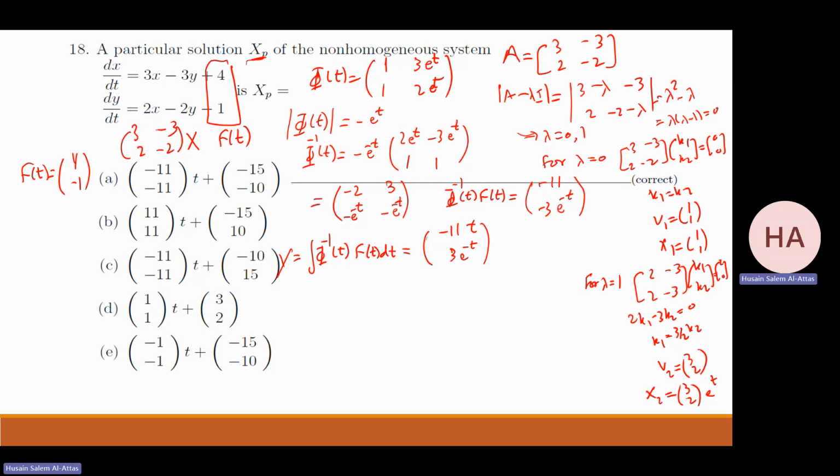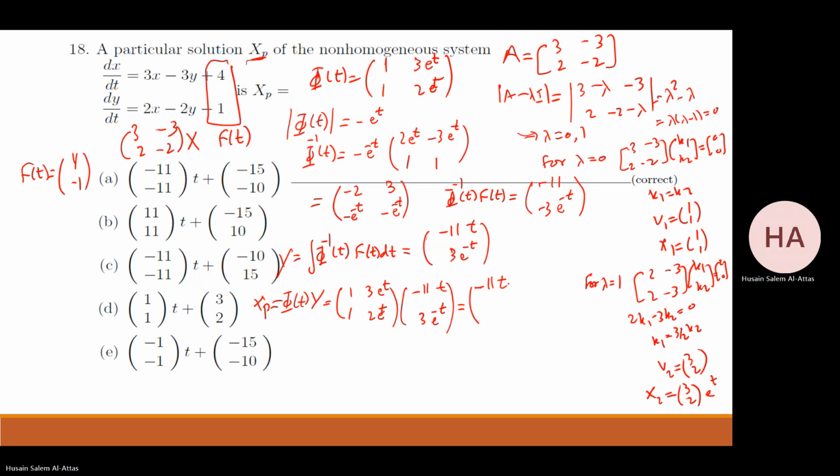Okay. Now I need xb, which will be phi of t times this Y. And that will be 1, 1, 3e^t, 2e^t. I hope I have the calculation correct. Times this. Let me see what will happen. This one will give me minus 11t. Seems there's a minus sign somewhere. Okay. Minus 11t.